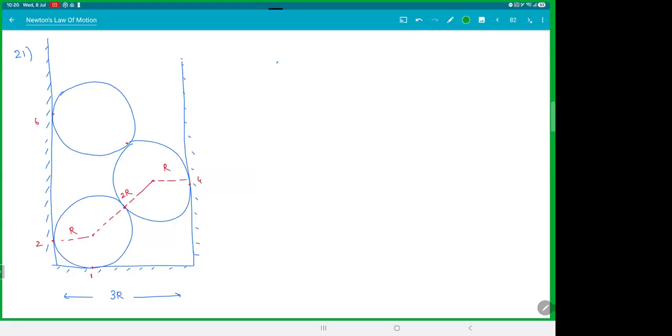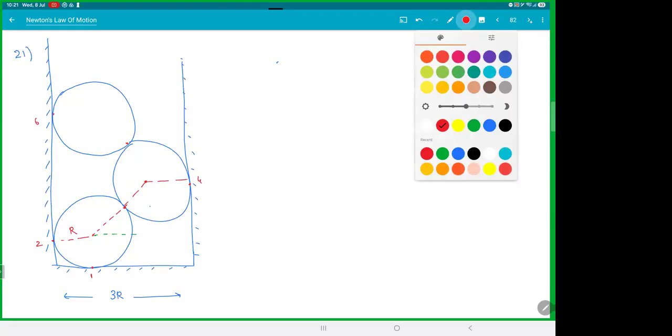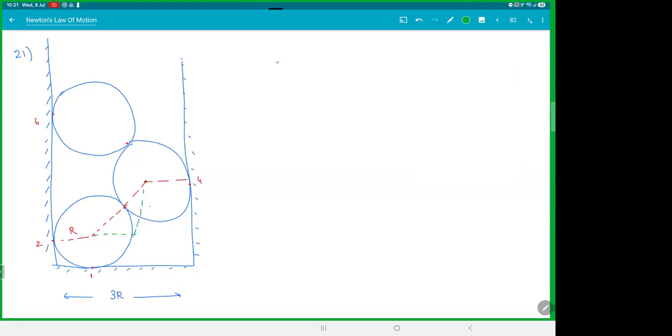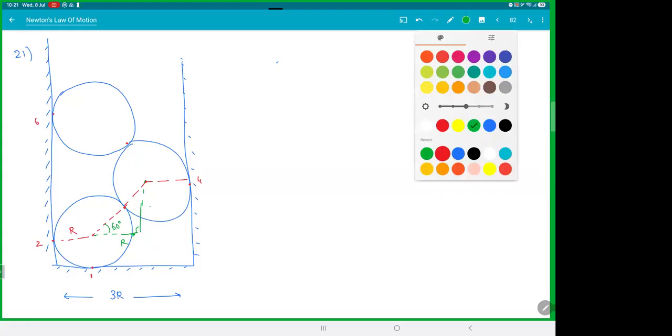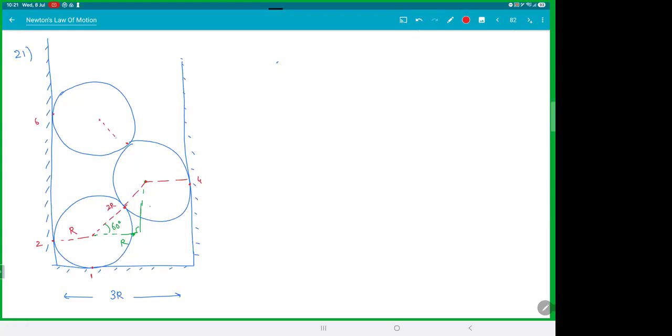So if you actually drop a thing, I didn't draw the picture properly, but this should have been a tangent to this one. It should have been a tangent like this. So the picture is bad. This also would have been r, and this angle would have been 60 degrees. In the same way, if I join center to center here, this angle also will be 60 degrees, and this angle also will be 60 degrees. Perfect.